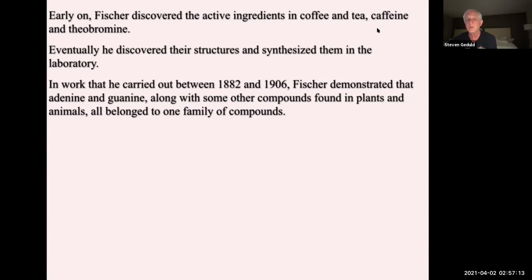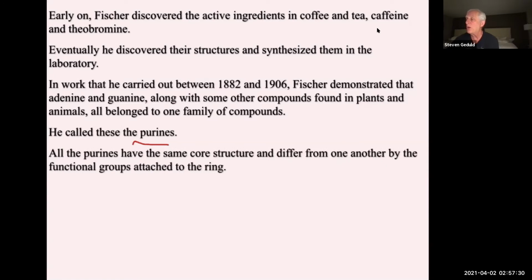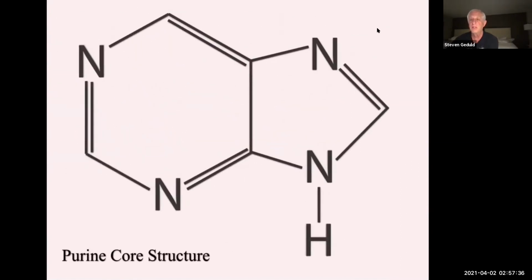So 1882, 1906: adenine and guanine, along with some other compounds found in plants and animals, all belong to one family of compounds. He called these purines. This is one of the backbone molecules of DNA. All the purines have the same core structure and differ from one another by functional groups attached to the ring. This is a purine core structure.